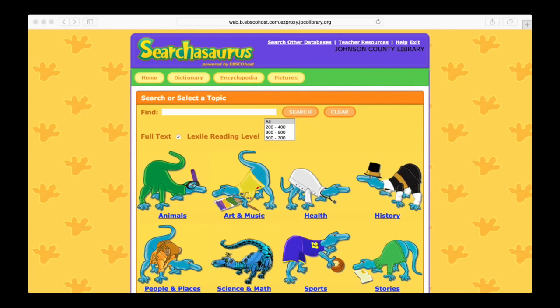Our next option is Searchosaurus, and this will tell you all about animals, arts and music, health, history, people and places, science, math, sports, and stories, and you can determine what reading level you need. If you don't know, you can always ask your teacher what level is best, or Ask a Librarian. We're more than happy to help out.